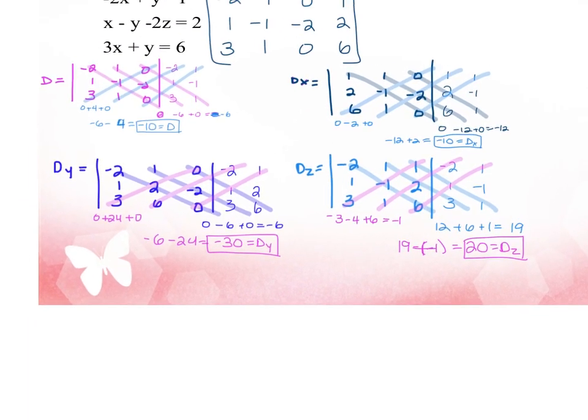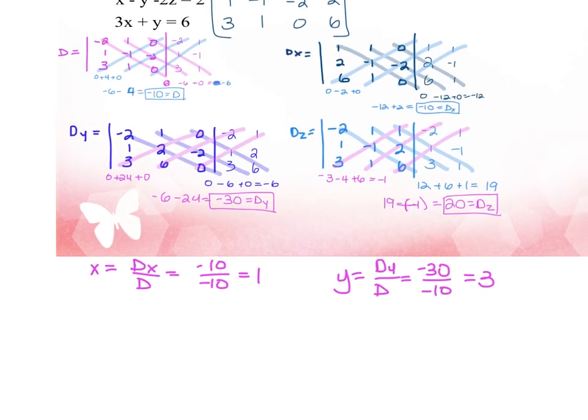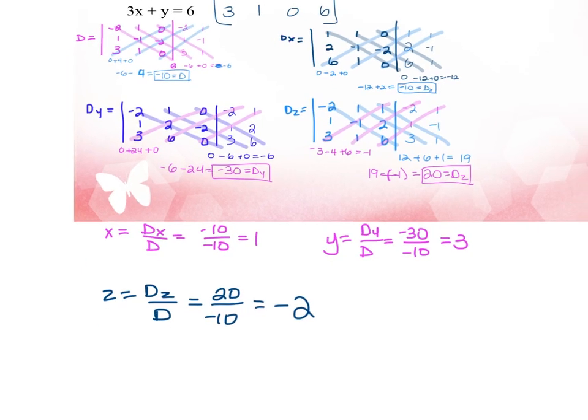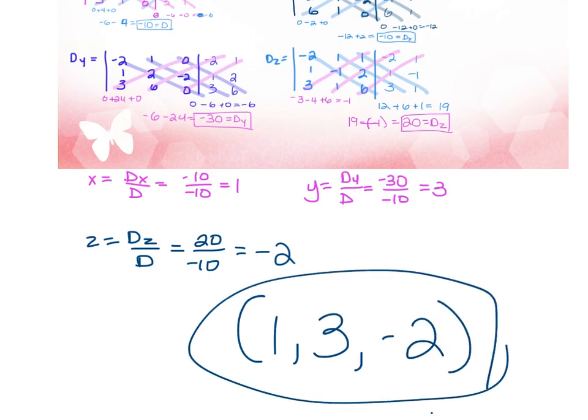And then once you get all the determinants, x would be D sub x over D, which is -10 over -10, or 1. Y is D sub y over D, -30 over -10, which is 3. z is D sub z over D, which is 20 over negative 10, negative 2. So my solution is 1, 3, negative 2.